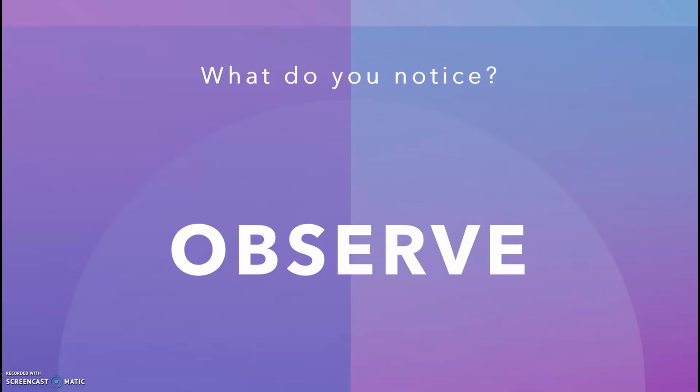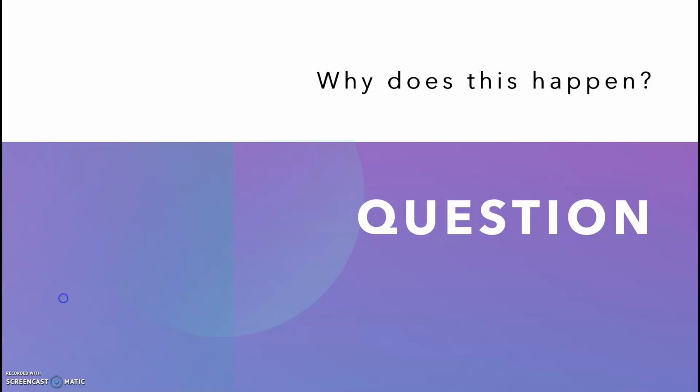The first step, or where we're going to enter this cycle, is we're going to observe. What do you notice? What is happening? What do you notice about the world? What do you notice about a specific event? And from those observations, you're going to ask questions. Why does this happen? Why is this specific event happening? Why does it happen in a certain manner?